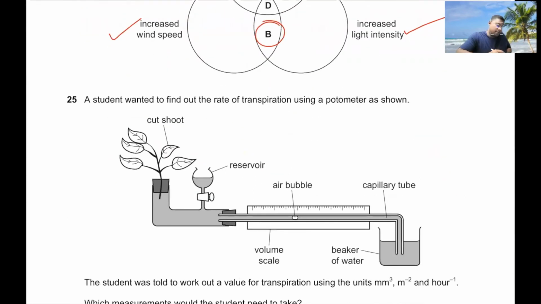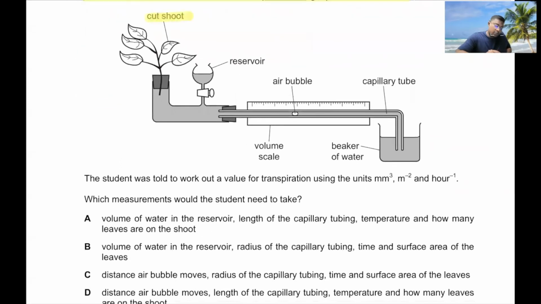Question number 25. A student wanted to find out the rate of transpiration using a potometer as shown. There is a cut shoot, a reservoir of water, an air bubble, and a capillary tube, and it is placed in a beaker of water. The student was told to work out a value for transpiration using the unit millimeter cubed per meter squared per hour. Which measurement would the student need to take?